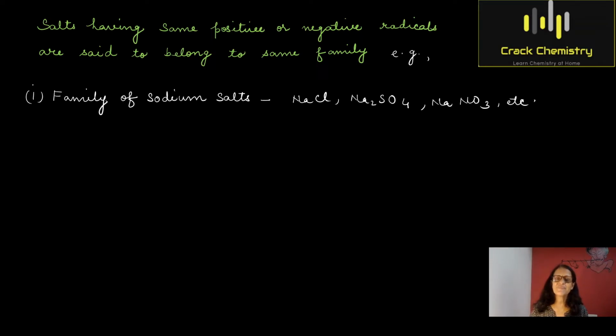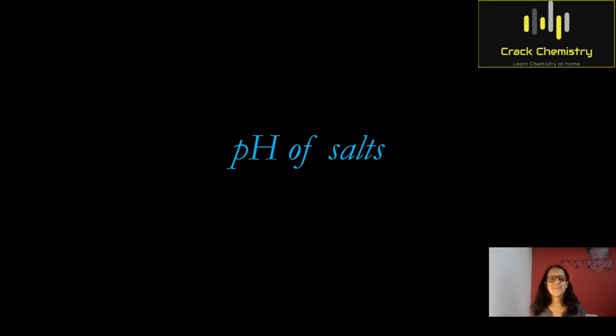Now consider another family in which the salts consist of a common negative ion. We will consider the chloride family. Examples of salts of this family are NaCl, KCl, MgCl2, etc. Now we will learn about pH of salts.